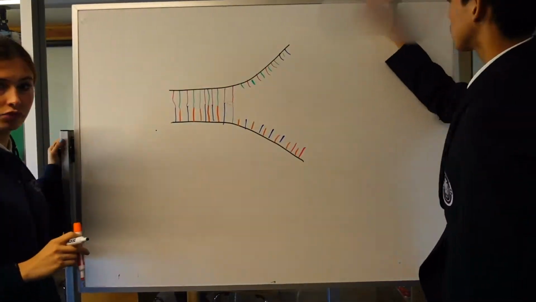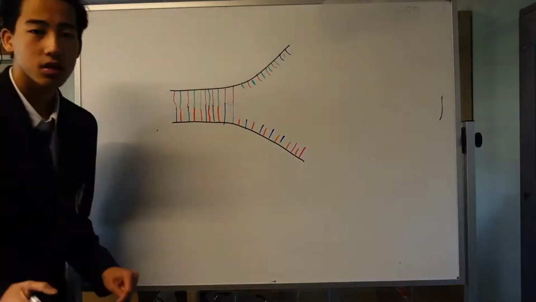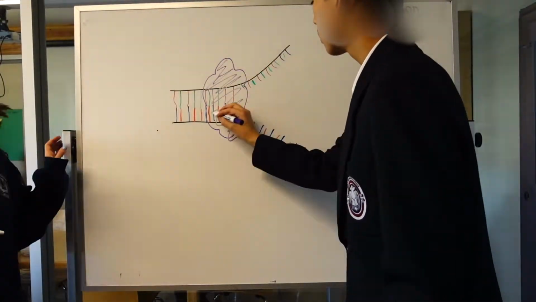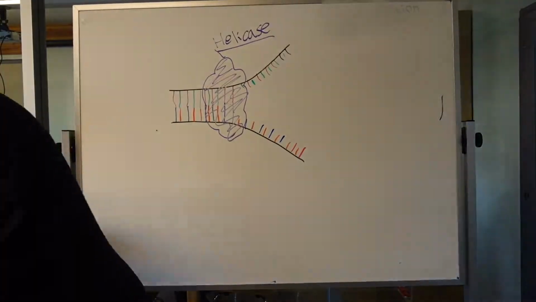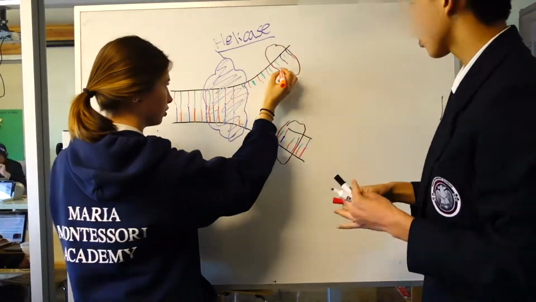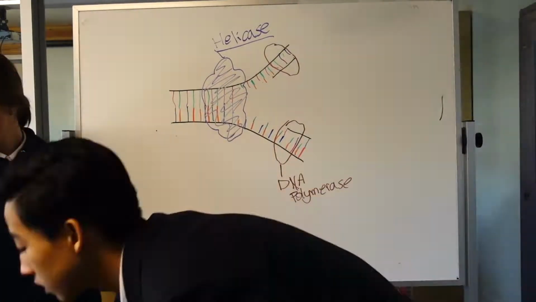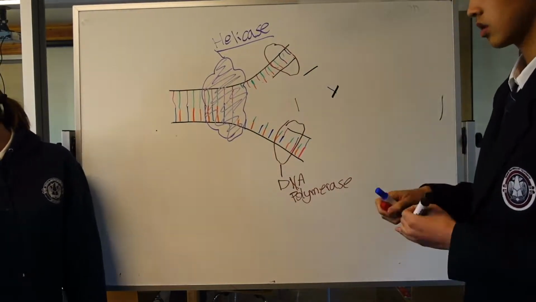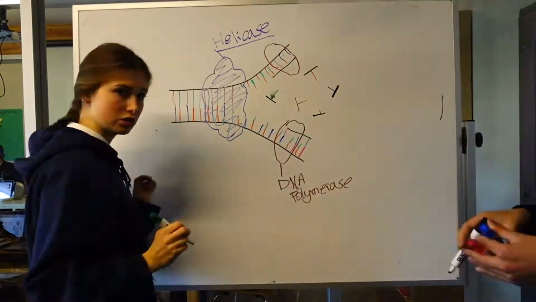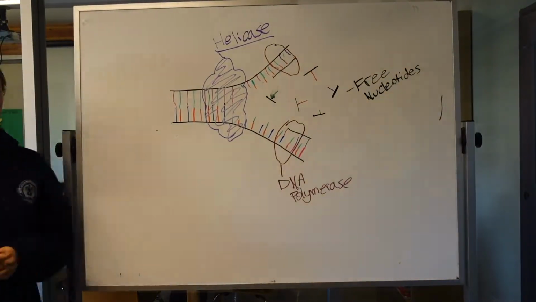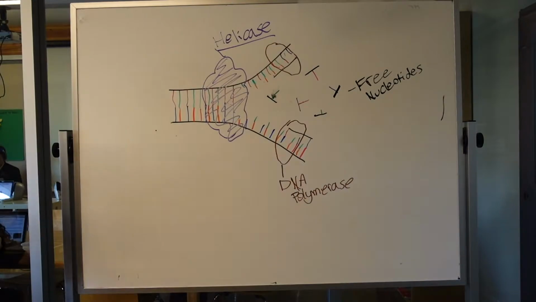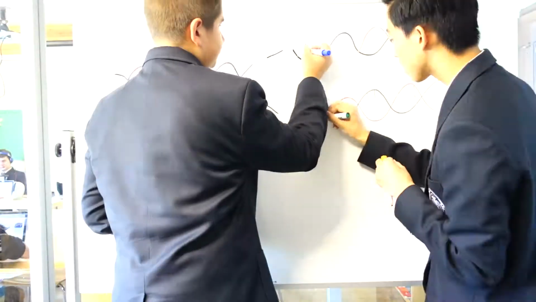When DNA replicates, it first must be unwound. This is catalyzed by an enzyme called a helicase, which causes the breakage of hydrogen bonds between the base pairs. Then enzymes called DNA polymerase attach free nucleotides to the parent strands. The sugar and phosphate on the free nucleotides condense to form the backbone of the new DNA molecules.